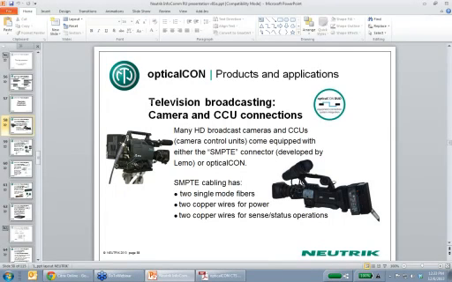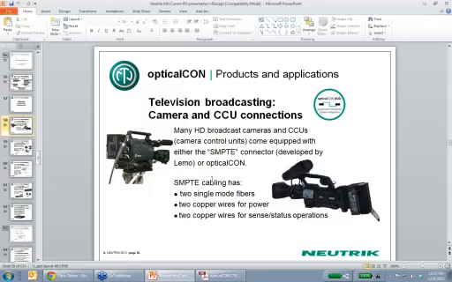Television broadcasting is where fiber in AV first really became ubiquitous. It's very widely used. Many HD broadcast cameras and CCUs, camera control units, come equipped with either the SMPTE connector developed by LEMO or the opticalCON connector. So we talked about this connector before. More often than not, it's the SMPTE connector which you will find on a camera.